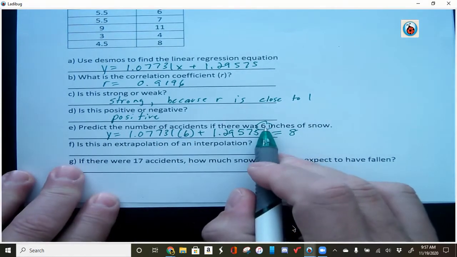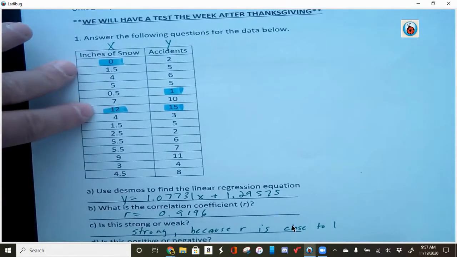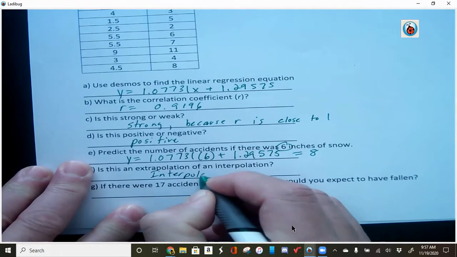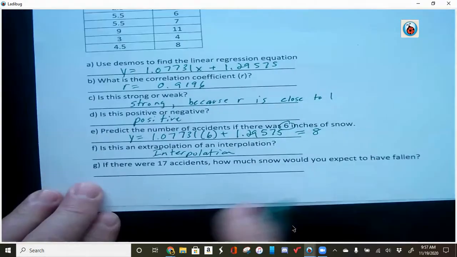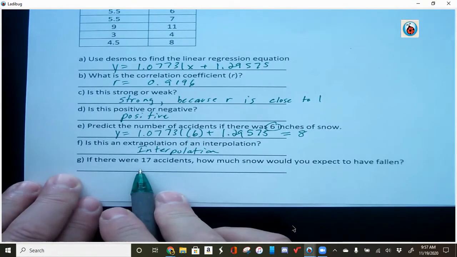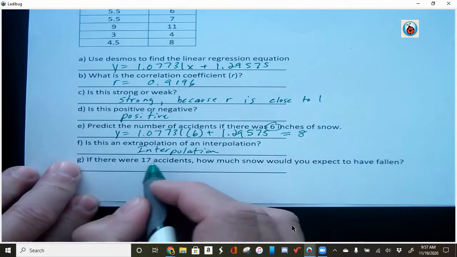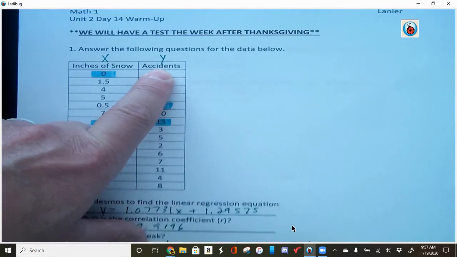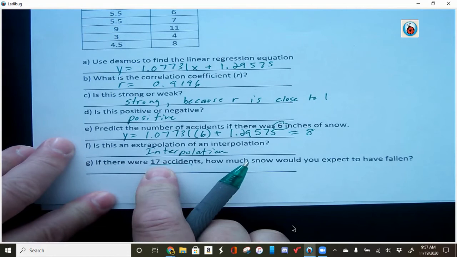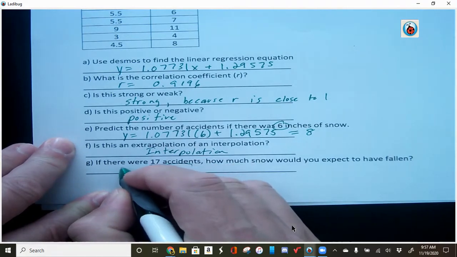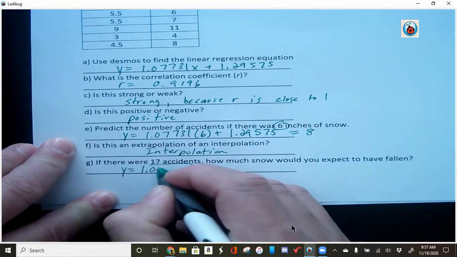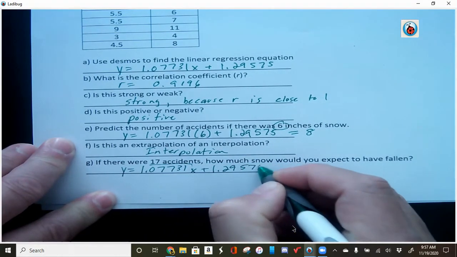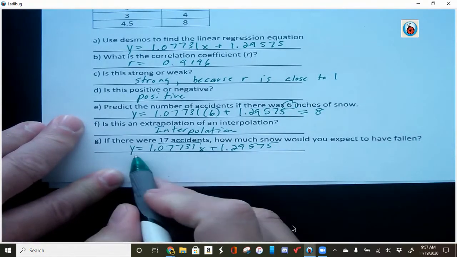Well, since 6 is between 0 and 12, that would make this an interpolation. If there were 17 accidents, how much snow would you expect to have fallen? Okay, well, the number of accidents is the y value. So this time I am going to substitute 17 in place of the y in my linear regression equation. So this is my linear regression equation. I'll substitute 17 in place of the y.